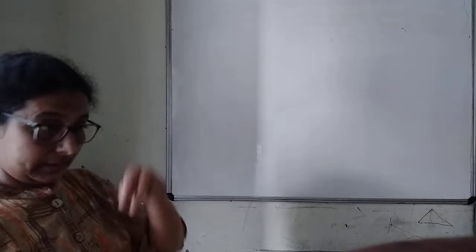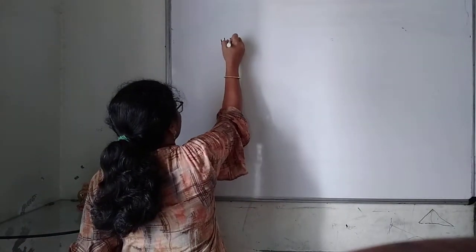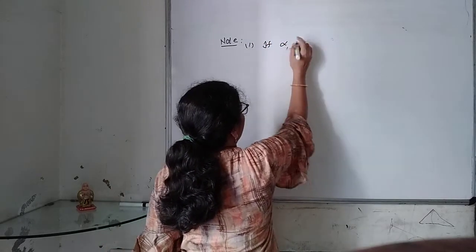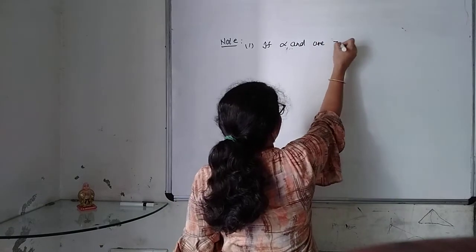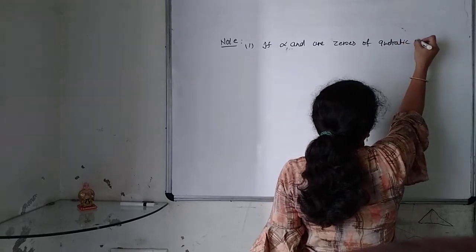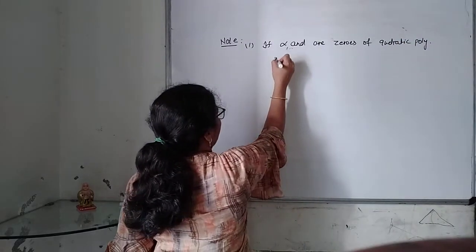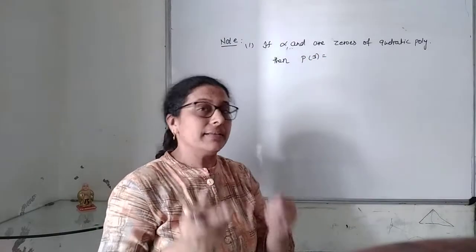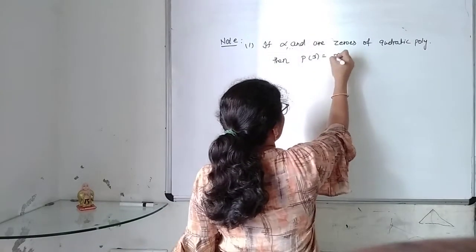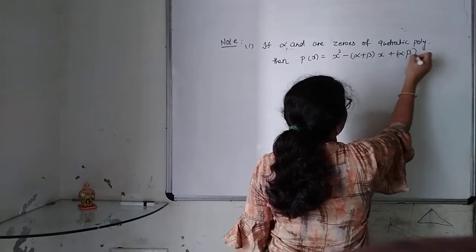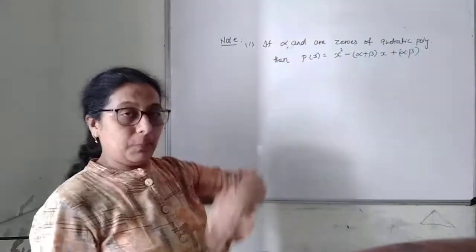Now, here, note. Once we have written, if alpha and beta are zeros of quadratic polynomial, then बोलो वो क्वाड्रेटिक पोलिनोमियल क्या होगा? That we have already discussed, right? That is x square minus alpha plus beta x plus alpha into beta. That is the quadratic polynomial, right?